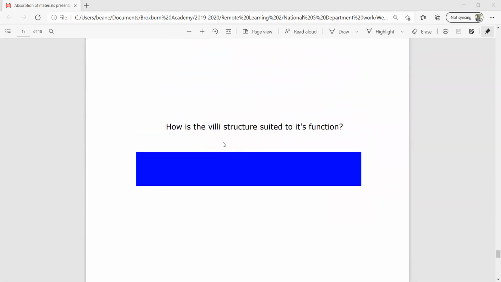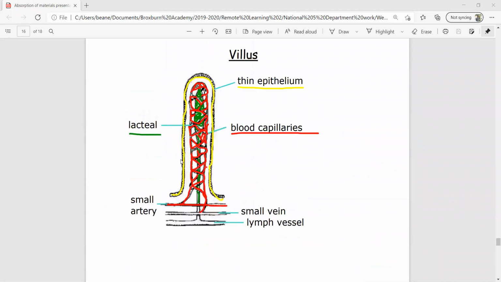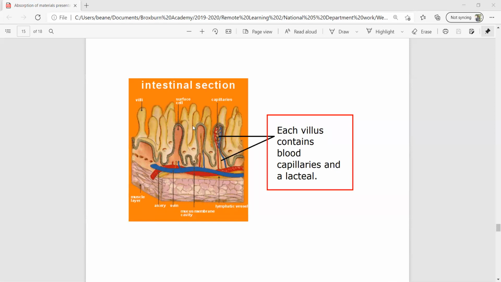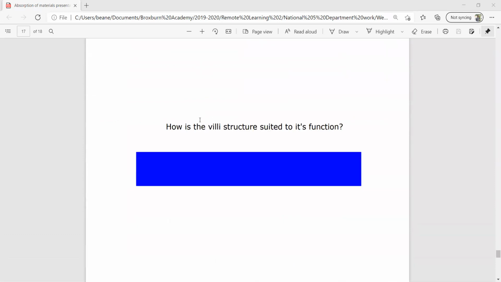So how the villi structure is suited to its function is just the fact that it is thin-walled. Again, it has a good blood supply, and there's a large surface area because there are millions and millions of these villi within our small intestine. So it's the exact same reasons as we were talking about with the lungs, okay, same features.